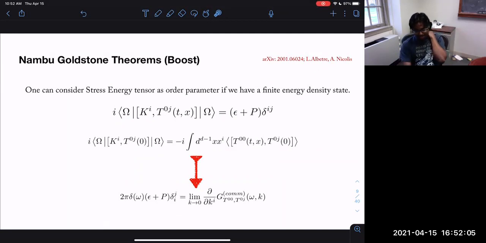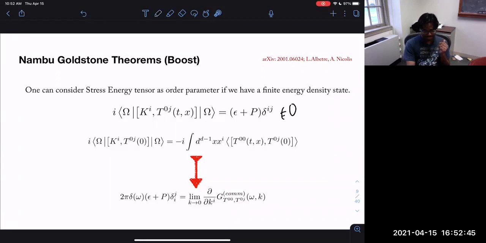So here, what is the first? First of all, we take a state omega, which has a finite energy density. And because we are in a CFT, the finite energy density epsilon means you also have a finite pressure P. So this is energy density, this is pressure. And the fact that the boost symmetry is broken is encapsulated in this equation, where this is the boost generator, this is the order parameter O, and you can calculate this commutator by the algebra, and then you can see that this is related to epsilon plus P delta Ij. And because you are taking finite energy density, this is basically not equal to 0, and you have a breaking.